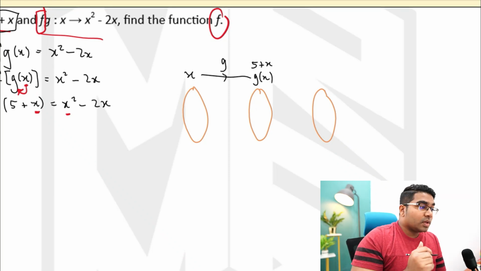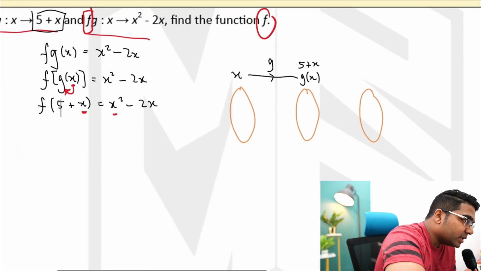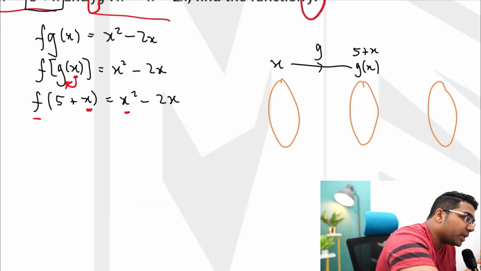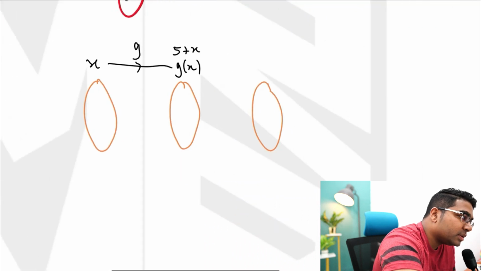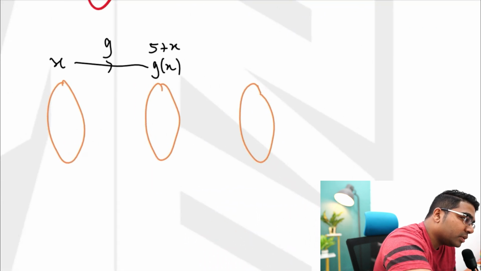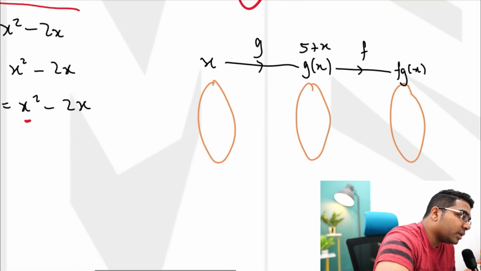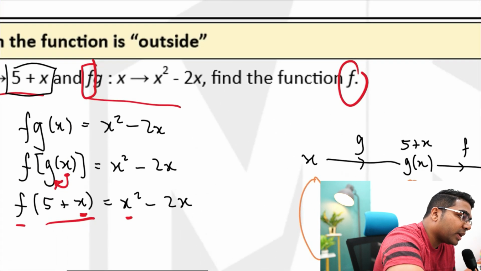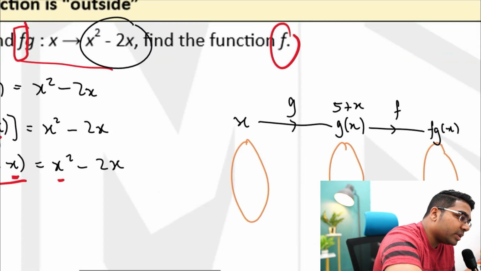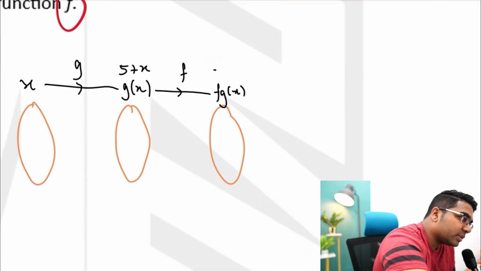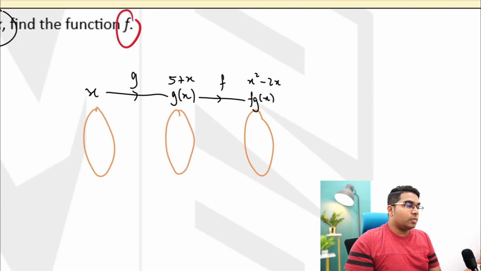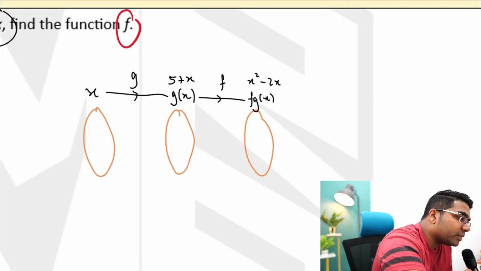And then what the function f does is, the function f is mapping g of x, which is 5 plus x. So the function f will map g of x to f g of x, which is given to us as well. f g of x is x squared minus 2x. So now we want to find what is the function f.